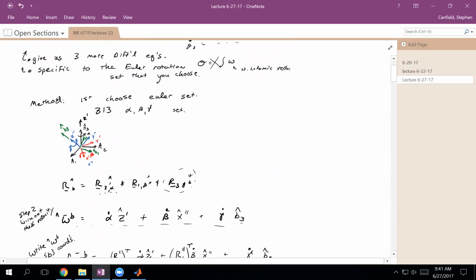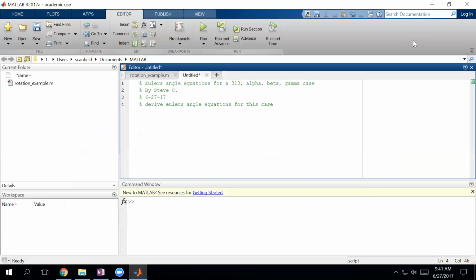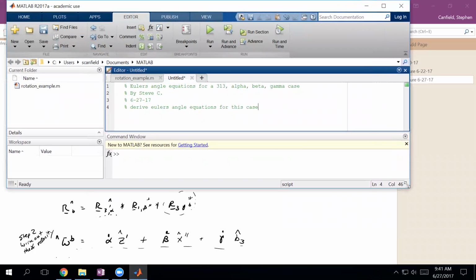So here it was. I had the 313 alpha, beta, gamma set. I wrote down the rotation. I wrote down the angular velocity term. That was my first and second steps. And then it was just a matter of doing the math. At this point, I think I can speed up my math since I have the problem set up. I now know conceptually how I want to set the thing up. I'll do this one from scratch one more time so we can talk about it out loud, although I think we've already done it.